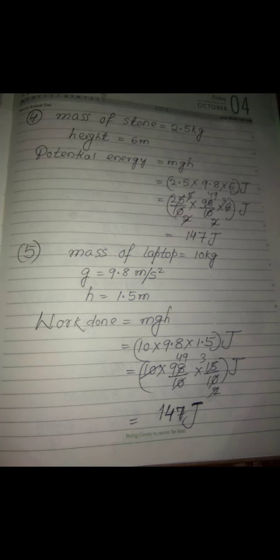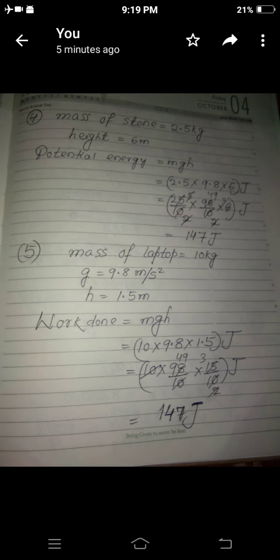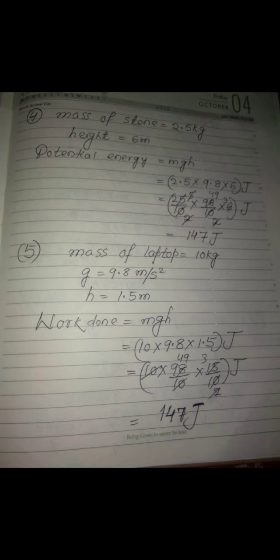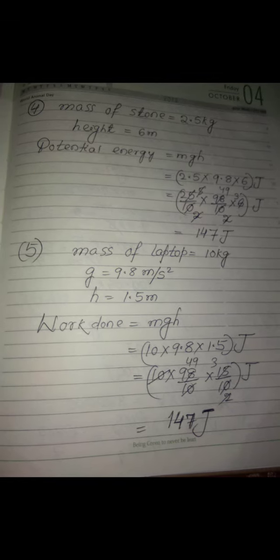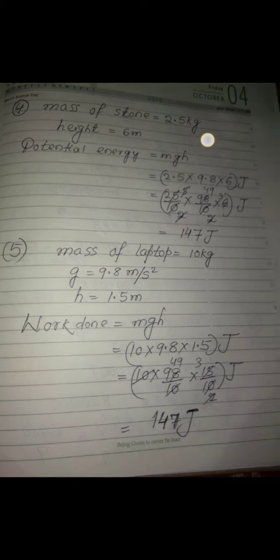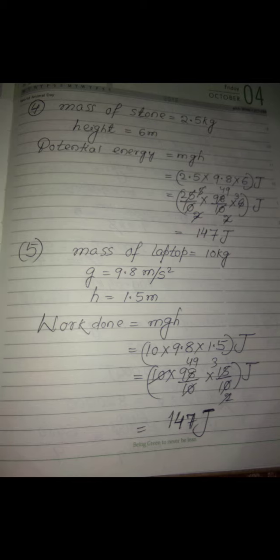Now question number 4. Everybody remember this. Calculate the potential energy of a stone weighing 2.5 kg placed at a height of 6 meter. Mass of the stone is 2.5 kg. It is given in your question. Height is given, how much? 6 meter. What is asked? Potential energy. What is the formula of potential energy?